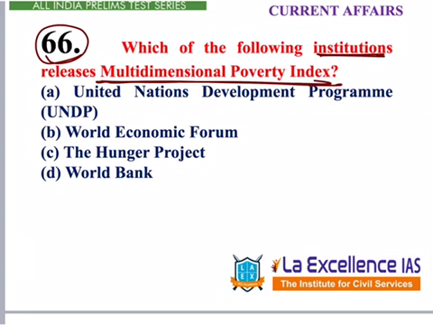Multidimensional Poverty Index is released by UNDP, United Nations Development Program. This is a factual question. If we know it, we should answer. Otherwise, we should not take risk here, because all the options look very similar. We can say this might be the institution, this might be the institution, this might be the institution. So we can't take the risk unless we know it for sure.